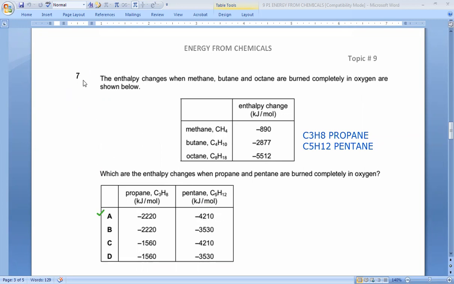So question number 7 is just related to IQ level. Just consider the values minus 890 and minus 2877. How much difference is between them? The two members are here: after methane, we have ethane, then propane. So the difference between the two members is 2222.